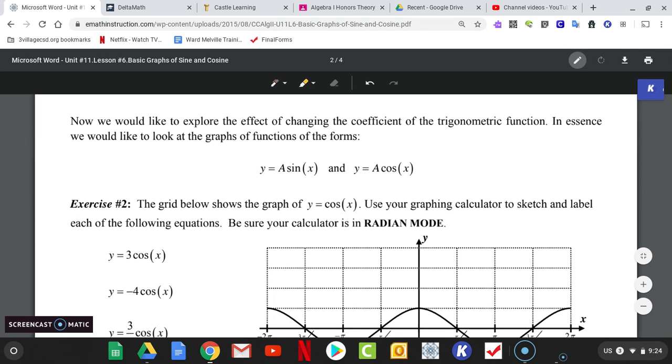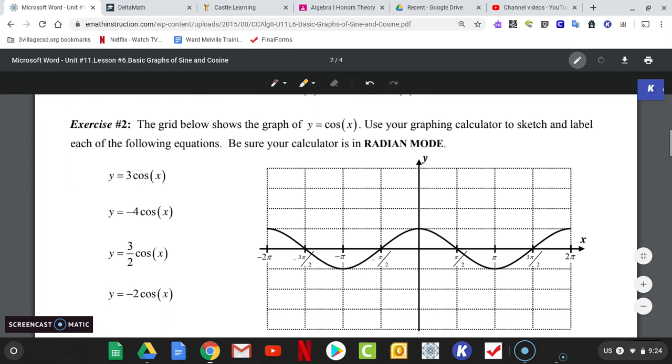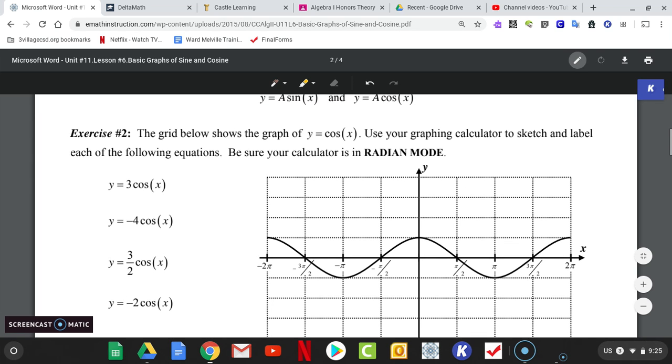All right, let's keep going. It says, now we'd like to explore the effect of changing the coefficient. What happens when we change the coefficient? Just like the transformations of quadratics or logs or any function we've ever done, think about what these numbers mean. The number in front takes care of the vertical stretch or the vertical shrink. Remember that? If there are numbers on the inside of the parentheses, that's a horizontal stretch or compression. We talked about these things. If you add or subtract a number on the outside, you're going up or down. It's the same thing with trig functions.